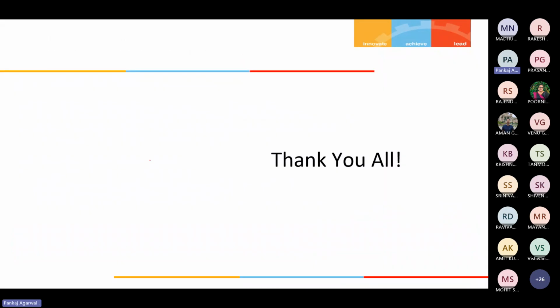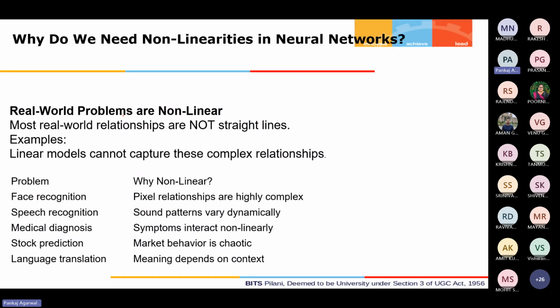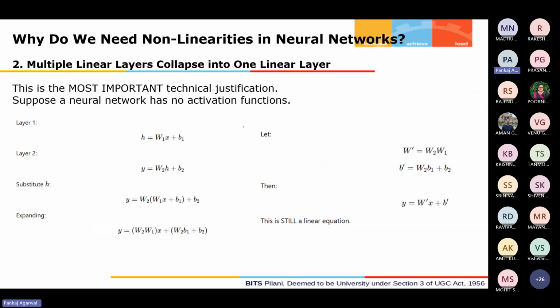We were trying to do these activation functions, right? So this we did. What is non-linear? I told you the real world representations may not be represented through straight lines. There are many problems like face recognition, where pixel relationships are highly complex; speech recognition, where sound patterns are very dynamic; and symptoms that interact non-linearly. These are examples where you need non-linearity. So layer one would have been doing what, for example?